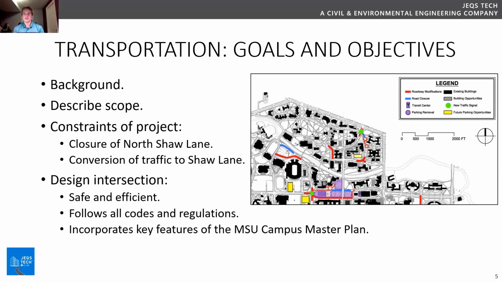As the transportation engineer, my goal is to design a single intersection, as seen in the MSU Campus Master Plan, centralized in that location instead of the current two signals that it currently has. The redesign will consist of two-way traffic and the widening of South Shaw Lane to cut into Lot 39 to the north side of that roadway. This new intersection must be safe and follow all codes and regulations and incorporate goals of the MSU Campus Master Plan.